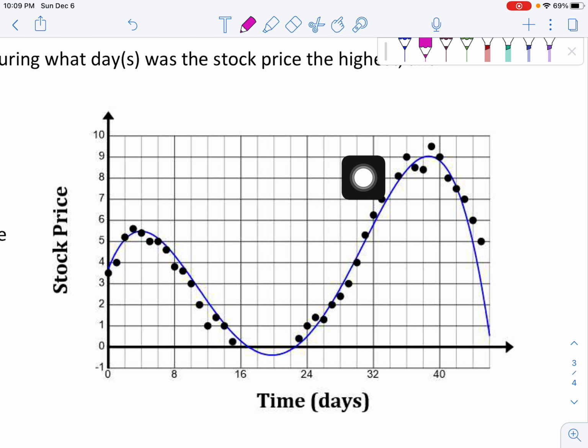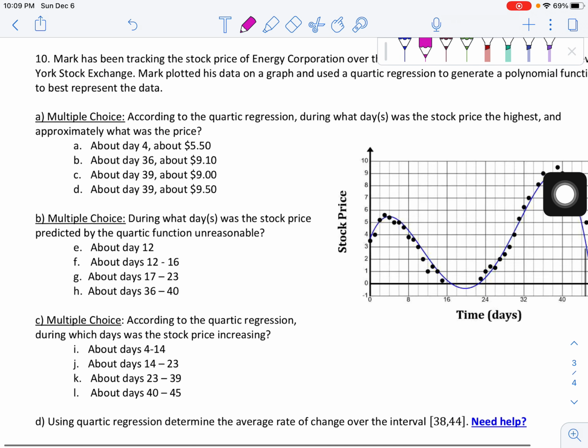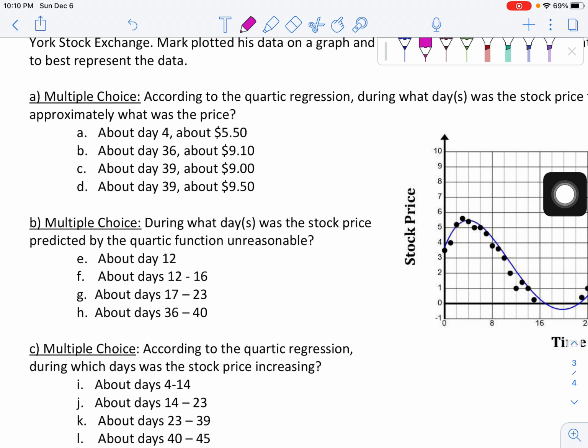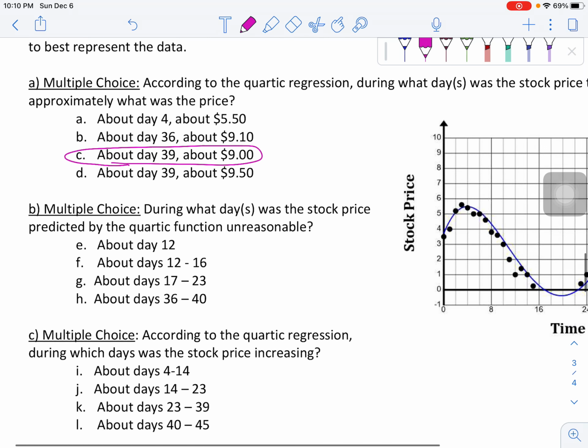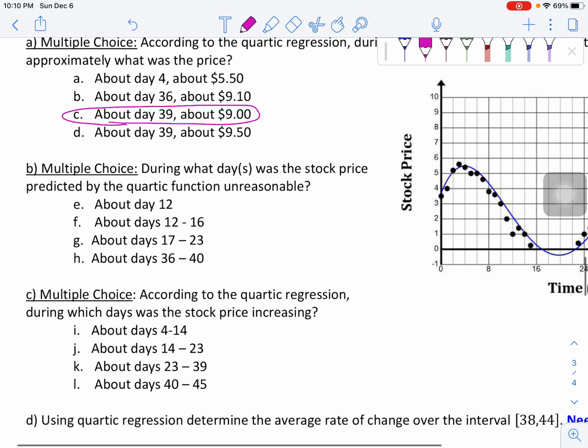So 39 makes sense. But remember, we're answering the question based off the curve, and this curve has a high value of 9. So be careful when you're answering this. The answer is C. It's about day 39 and about $9. It's not the highest dot. It's the highest part of the curve because it says the quartic regression.